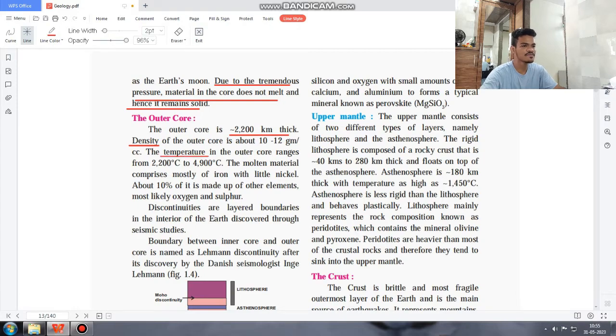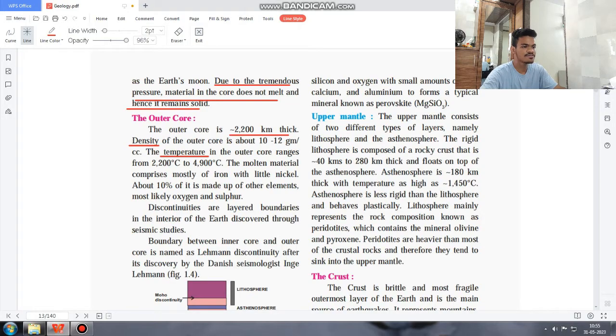And for the outer core, again the same thing, you can say about the thickness. Here they have given the density also, if you want you can say that. Temperature is given, you can say that also. Then one extra point is given over here.